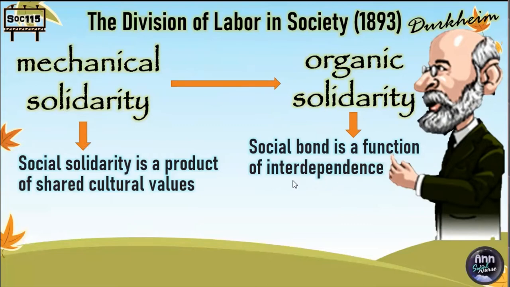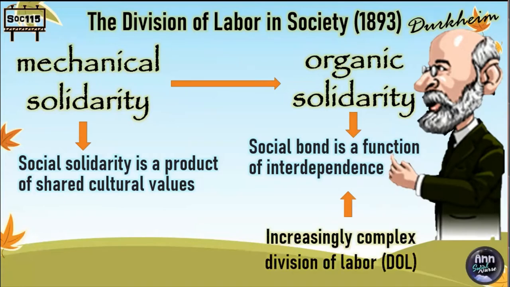Interdependence, because everybody now has different functions and one is interdependent with the other. Whereas in this one, there are shared cultural values. So that's the difference between mechanical and organic solidarity. Most notably, this arises out of an increasingly complex division of labor.